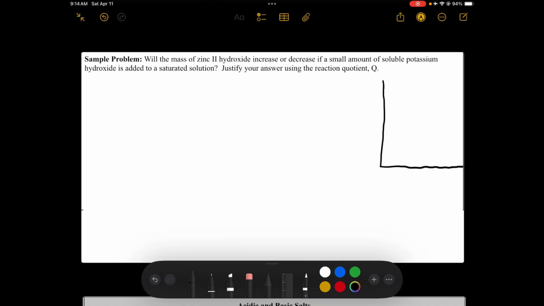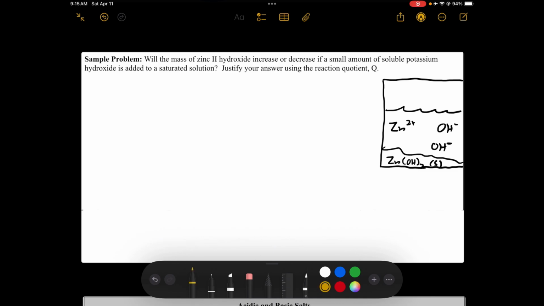So we have a saturated solution of zinc(II) hydroxide. Zinc(II) hydroxide is a slightly soluble salt. I know that because of the solubility rules. Hydroxides are generally insoluble with a few exceptions. Zinc is not one of them. So we're going to have quite a bit of zinc(II) hydroxide on the bottom in solid state. But we are also going to have some Zn2+ ions and some OH- ions floating around in a saturated solution of that salt.